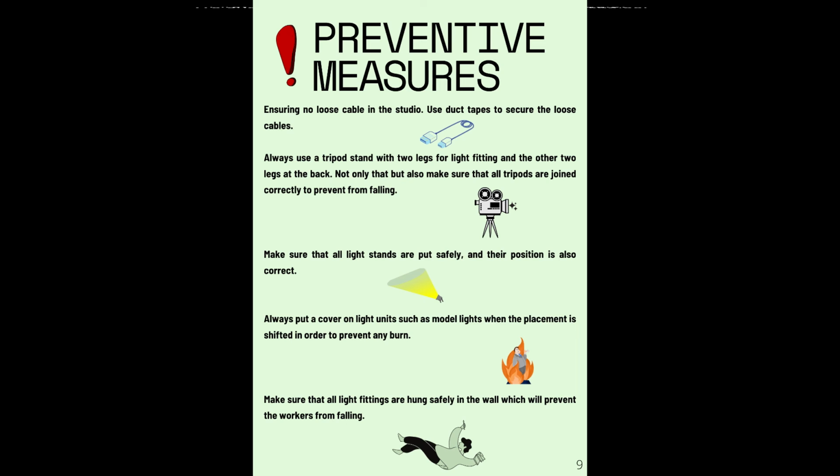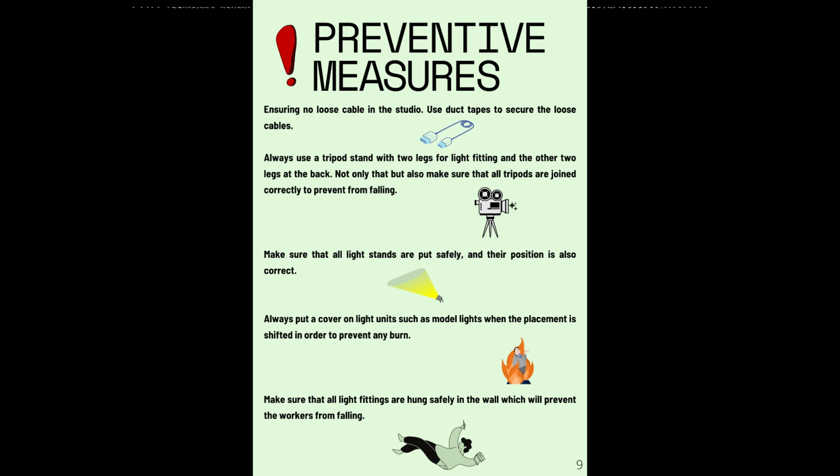First one is ensuring no loose cable in the studio. We should use duct tapes to secure the loose cables. Secondly, we must always use a tripod stand with 2 legs for light fitting and the other 2 legs at the back. Not only that, but also make sure that all tripods are joined correctly to prevent from falling. Third one, make sure that all light stands are put safely and their position is also correct.